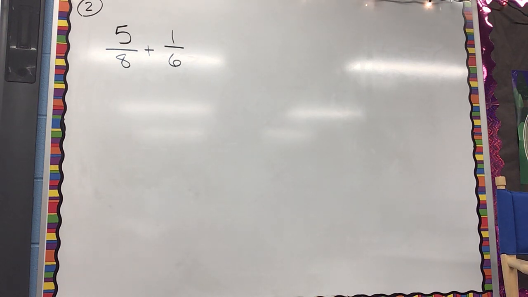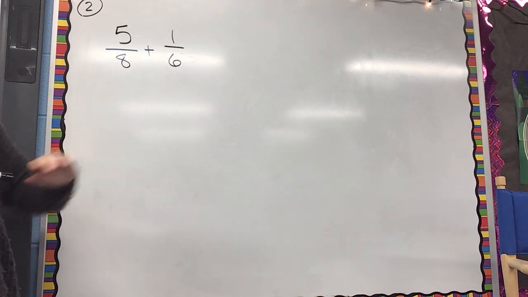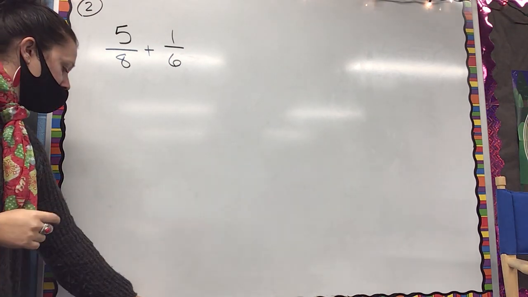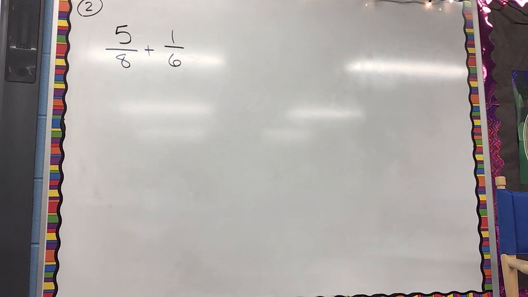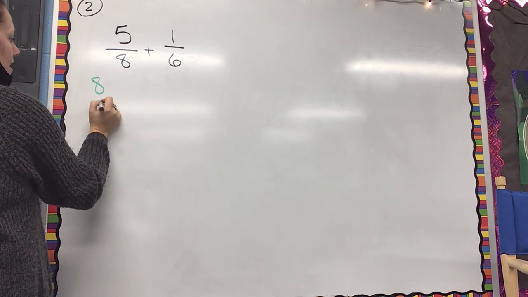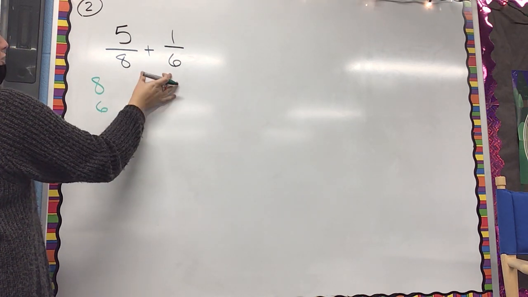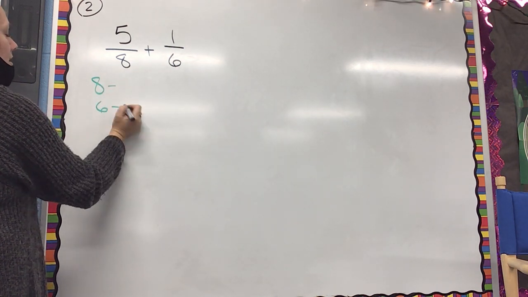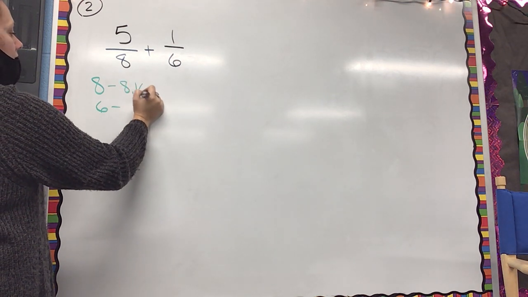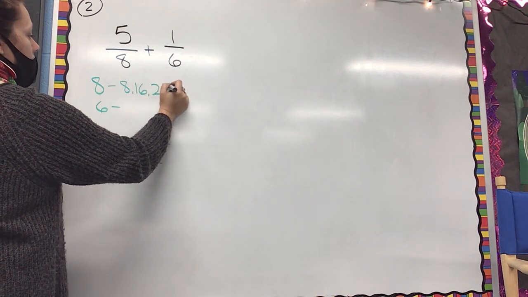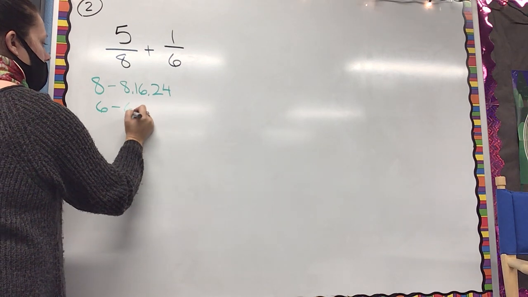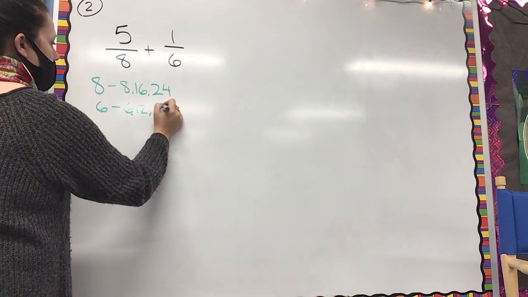All right, let's check. Do I have like denominators? No, so I know I'm going to have to change those denominators, right? Yes. All right, so I need to make a list of what? Your list of multiples. So I have 8 and 6, because those are my 2 denominators. All right, multiples of 8. Ready? 8, 16, 24. Let's stop there. 6, 12, 18.